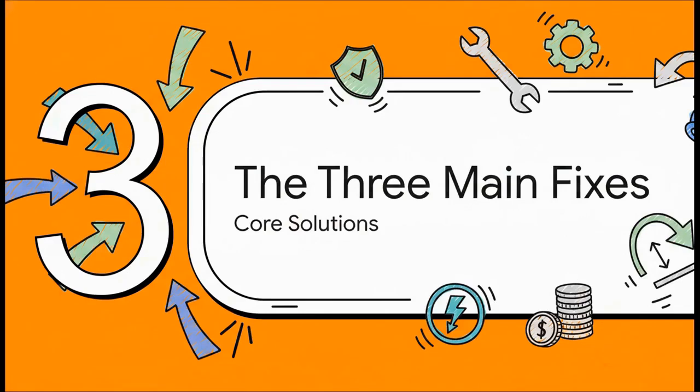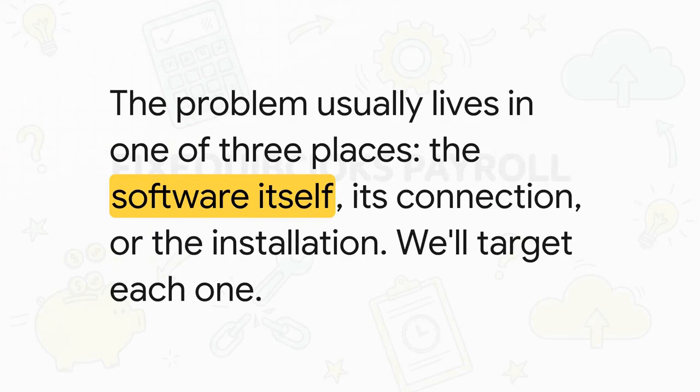Okay, with those basics covered, let's move on to the 3 main fixes. We're now getting into the core solutions that are designed to tackle the most common technical glitches head-on. The best way to think about this is that the problem usually lives in one of 3 places. It's either a glitch inside the software itself, a bad connection caused by old data, or a corrupted file from the day you installed it. So we're going to target each one of those one by one.